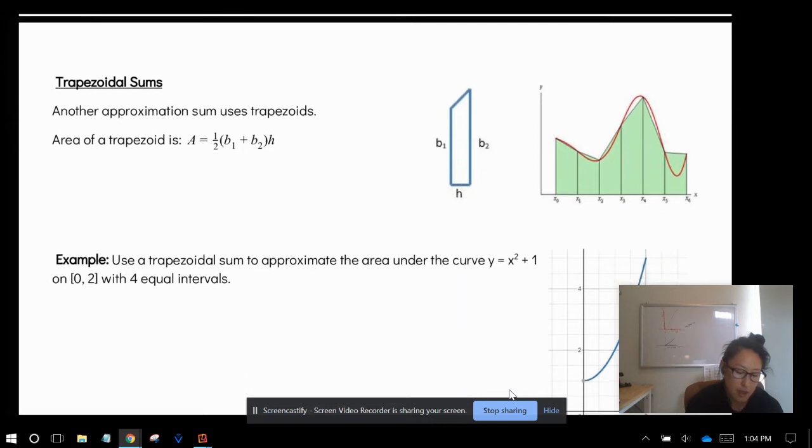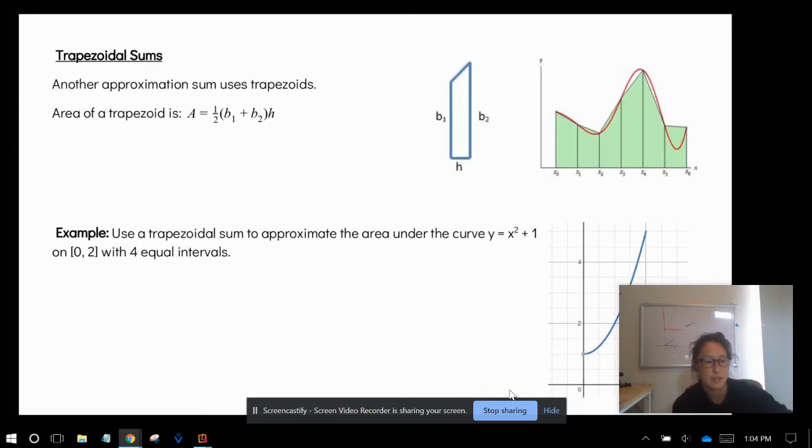Now an even better method, a more accurate estimate of the area under the curve is what I really mean, is using trapezoids to estimate the area. Okay, so remember trapezoids, the area of a trapezoid is 1/2 times base 1 plus base 2. So you're averaging the two bases and then multiplying by the height.